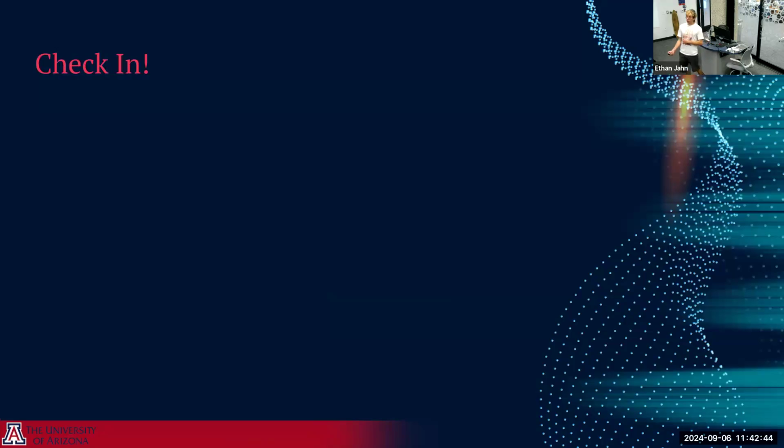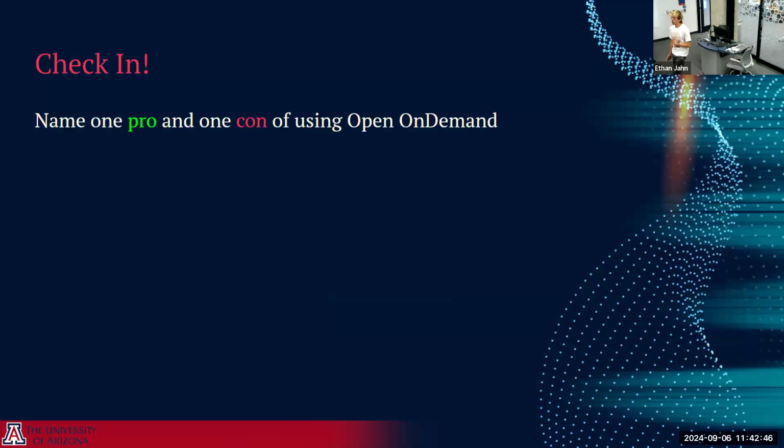So let's check in with what we've talked about so far. We've talked about using Open OnDemand as a way to access the HPC. So why don't we name one advantage and one disadvantage, or one pro and one con, of using Open OnDemand? Feel free to just shout it out if you're on Zoom or if you're in here.